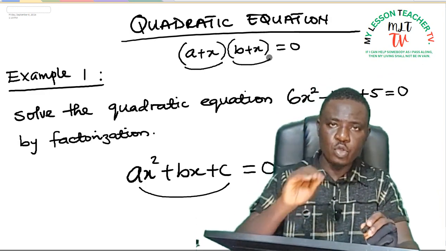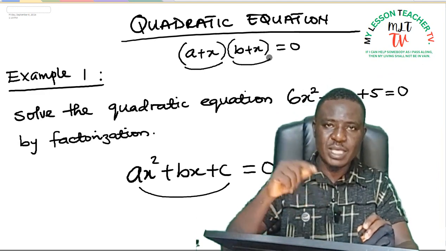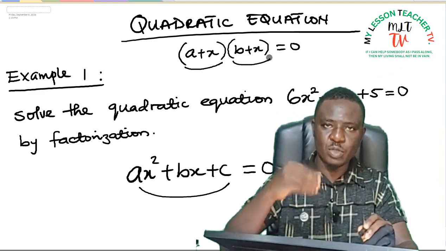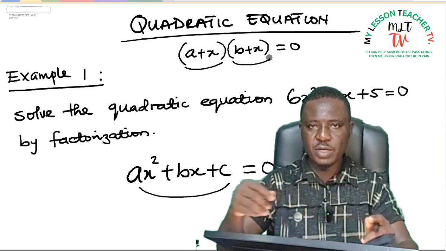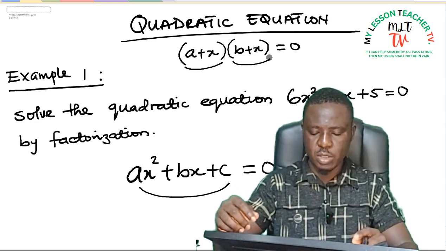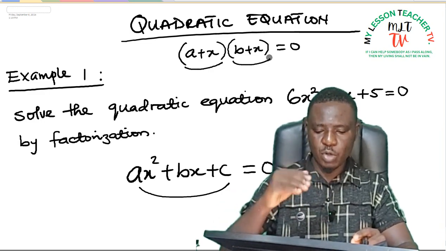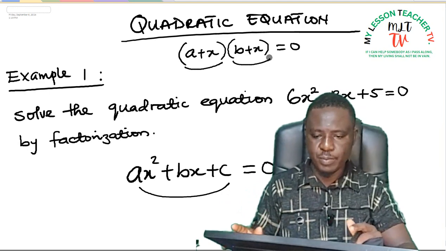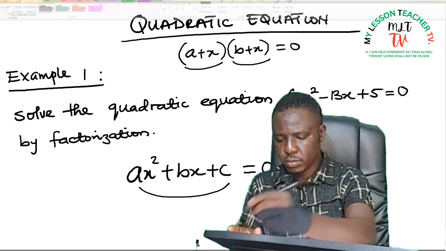to 0. For you to multiply two terms to be equal to 0, one of them must be equal to 0, or both of them must be equal to 0. So we shall apply this in solving quadratic equation. So I just wanted you to have that at the back of your mind, because we are going to apply it in solving. Now, how do we solve quadratic equation?